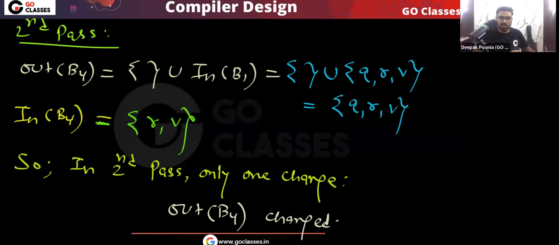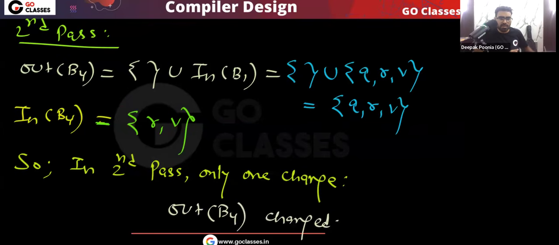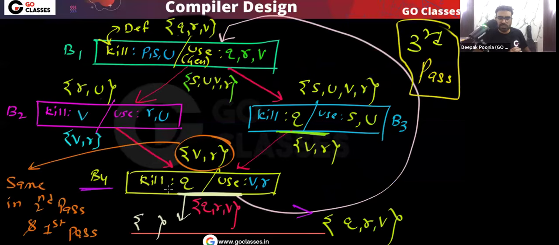Now you tell me, what about the third pass? Because in the second pass, something changed, so now you will go for the third pass. But in the third pass, nothing will change. You can see, after this, start the third pass. Notice that in the third pass, nothing will change, because this in of B1 is still QRV.